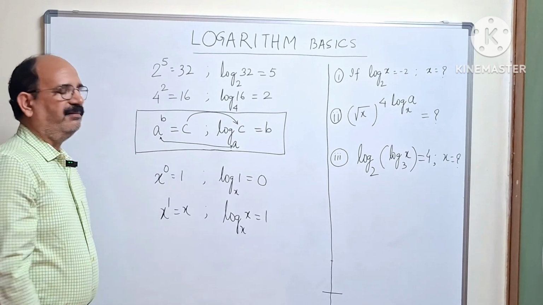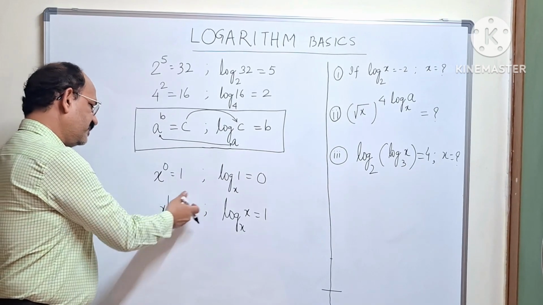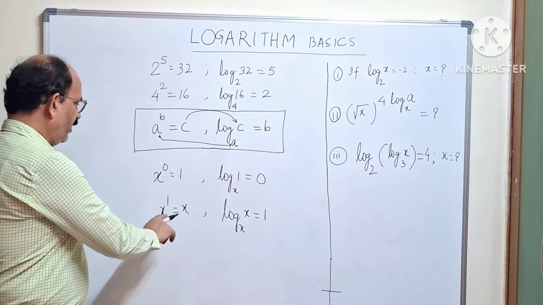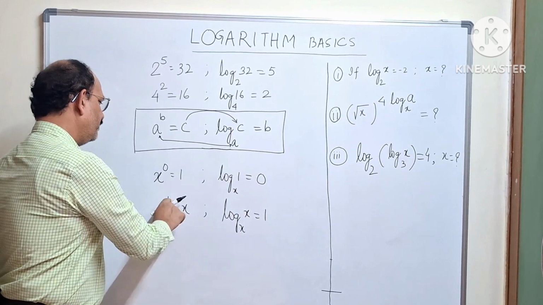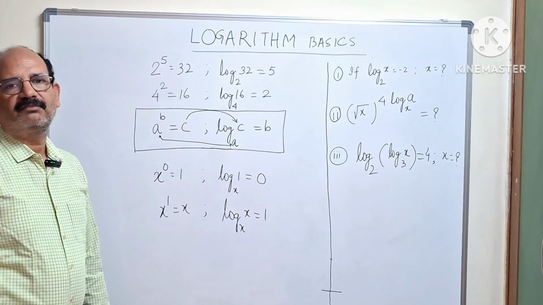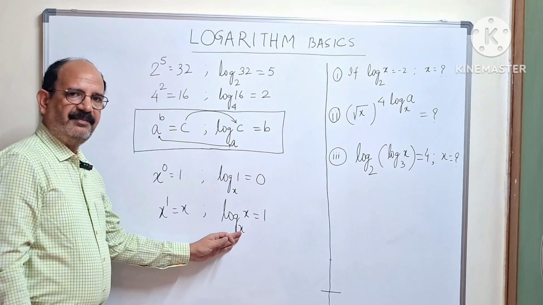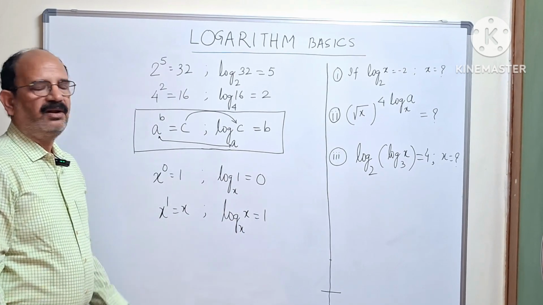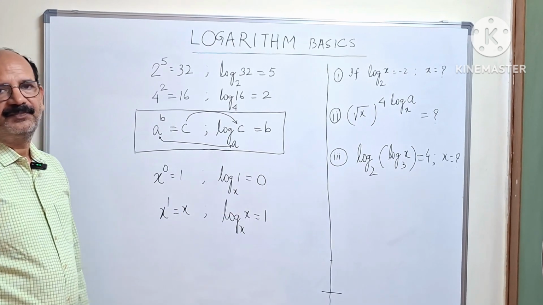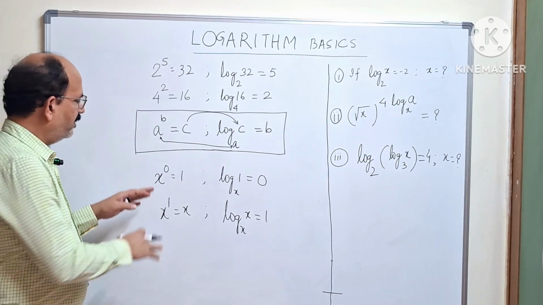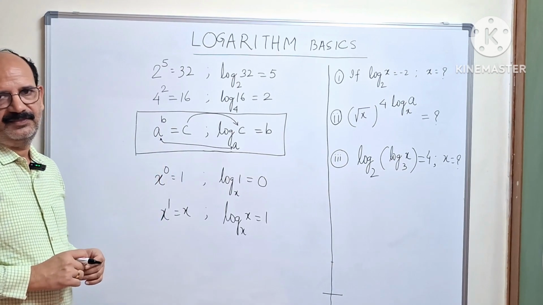Let's take another example. We know x to the power 1 will be equal to x. Now let's convert this exponential form into the logarithmic form. Log of result x base x will be equal to 1. Whatever be the number, log 5 with the same base 5 will be 1. Log 2 base 2 will be 1. Log 10 base 10 will be 1. So these are the outcome of the very basic definition of logarithm.